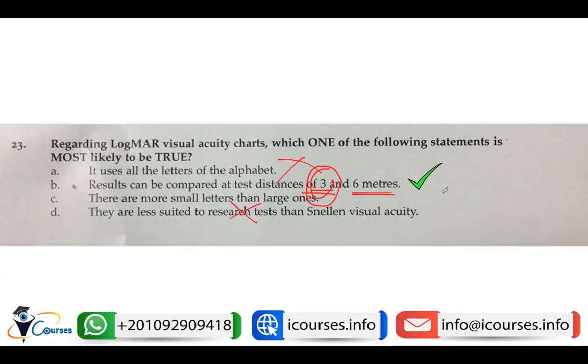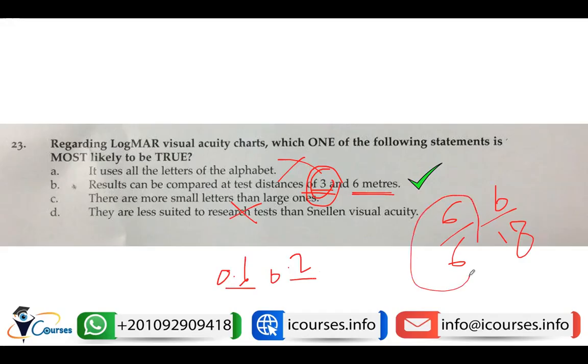So the Snellen acuity is like 6 over 6, 6 over 18, or 6 over 12. This cannot be used for research. But when we are using the logMAR visual acuity chart, mentioning that the patient has 0.1 or 0.2, it is easy to calculate 0.2 to 0.1, but it is not easy to add 6 over 6 with 6 over 18.